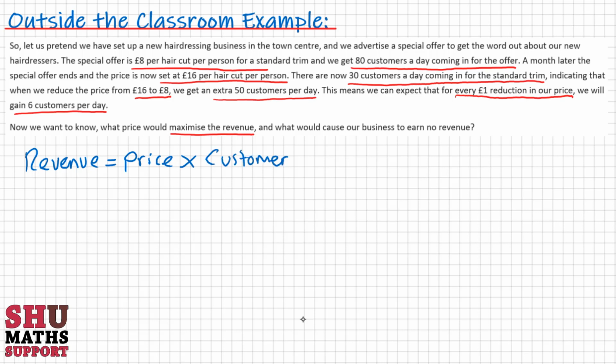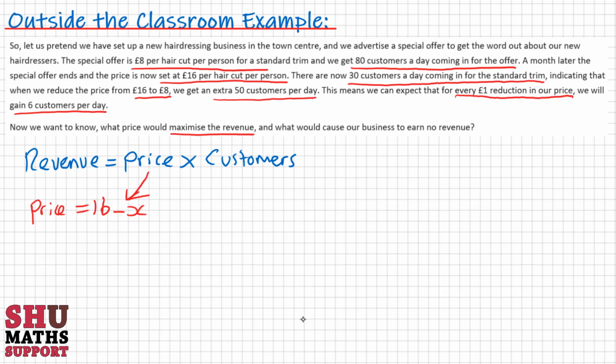Now since we want our price to vary depending on how much we reduce our price by, we want to create an equation for price. So we have price is equal to our original price of £16 minus x, where x is going to represent the amount we reduce our original price by. The way this will work is if we reduce our price by £1, then x is equal to 1, which means we have price is equal to 16 minus 1, which is equal to 15.